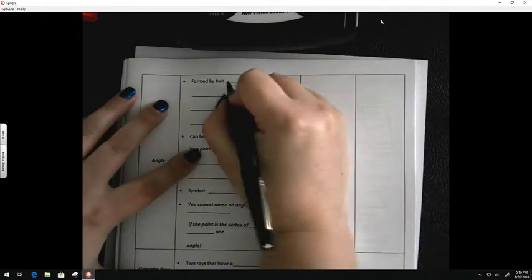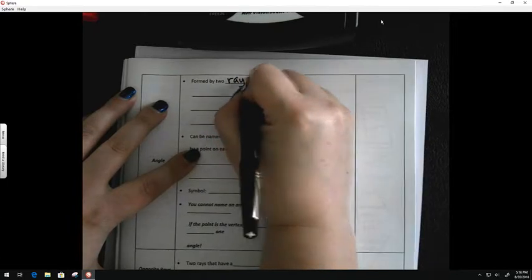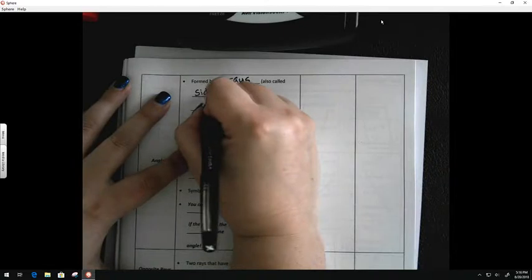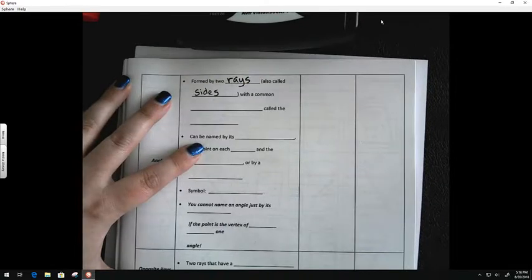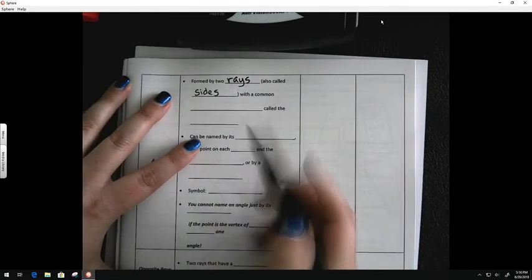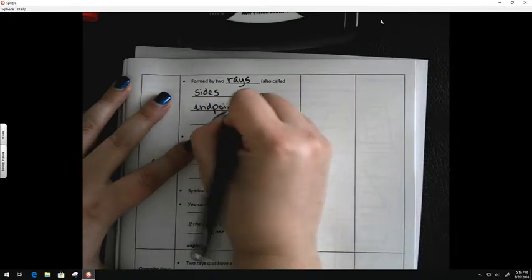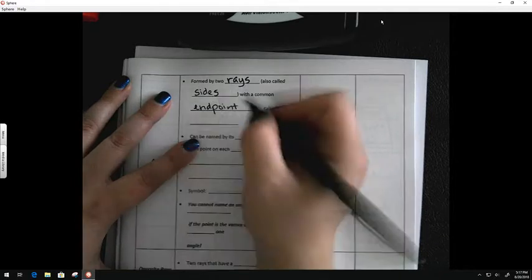All right, now we've got an angle. So an angle is formed by 2 rays, and those rays are called the sides of the angle. All right, and it's formed by 2 rays with a common endpoint. That common endpoint is called the vertex.